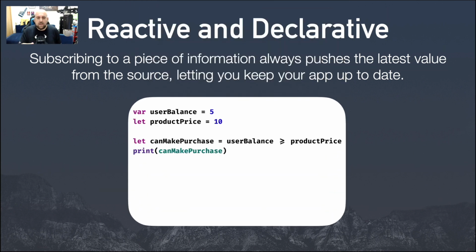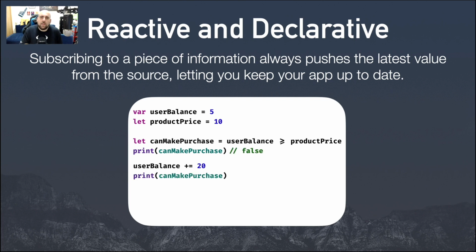And that way I can keep my app up to date. Here's a quick, kind of contrived example. I have a user that has $5 and they want to buy a product that costs $10. We have a can make purchase boolean. Is the user's balance sufficient to purchase the product? That is obviously false. They don't have enough money.